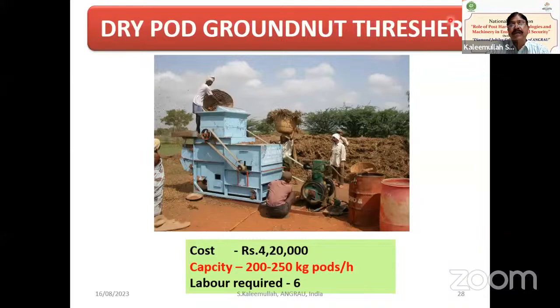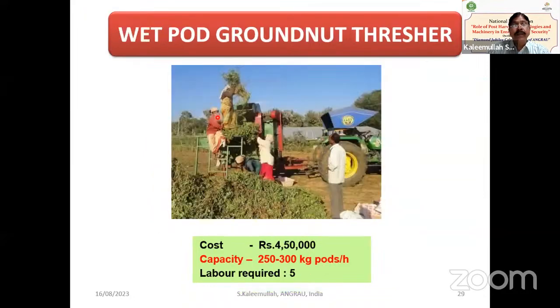In such a case, it is better to go with the threshers, and these threshers are available in two models. One is the dry pod thresher, the other one is the wet pod thresher. In the case of the dry pod thresher, the haulms have to be dried, and afterwards we have to use it. It requires 5 to 6 laborers. Cost is around 4,20,000 rupees, and it will separate nearly 200 to 250 kg of pods per hour.